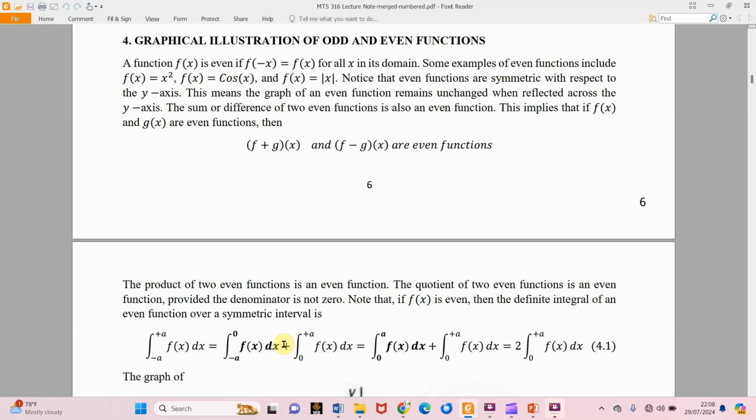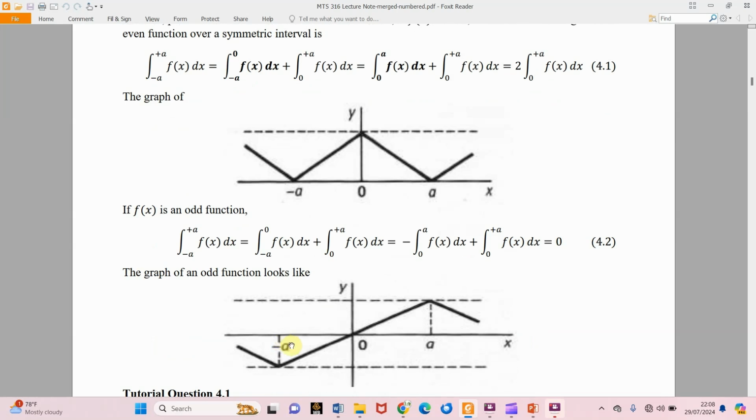What I've just explained might not be enough. Let's look at the graph of an even function. If you look at the graph of an even function here, you will see that from minus a to 0 and from 0 to a, they look alike but are symmetrical. Here, the symmetry is about the y-axis. Which means that if you move from a to 0 and from 0 to a, they are the same thing, but from different sides. What we are trying to say is that if you integrate from minus a to a, it is the same thing as integrating from 0 to a of f of x dx twice. That is how we obtain 4.1.